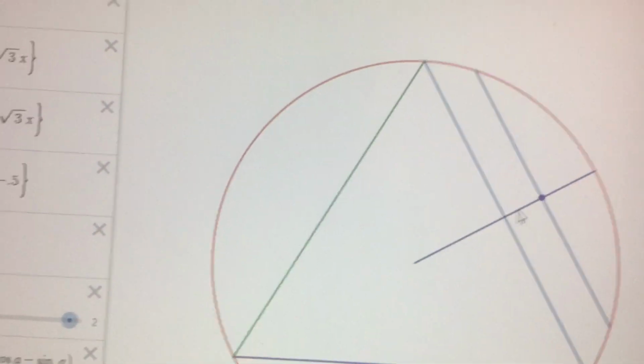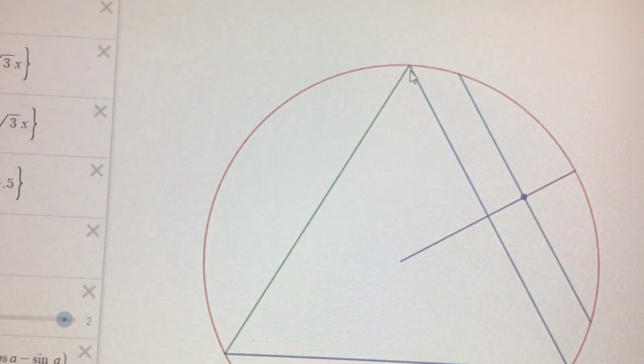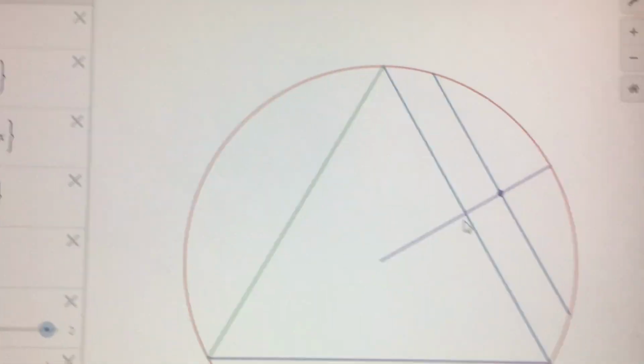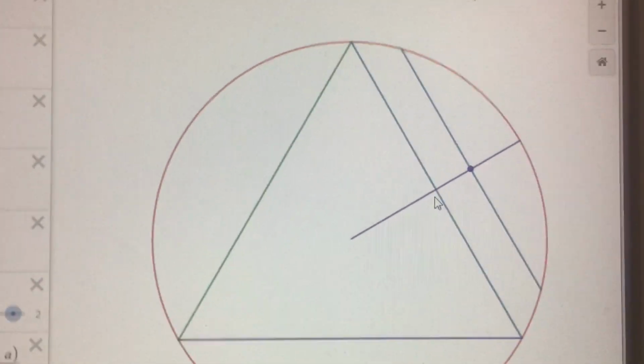So I guess half of the time the chord is going to be shorter than my side of my equilateral triangle, and half of the time it's going to be longer. It's 50-50, right? Right?